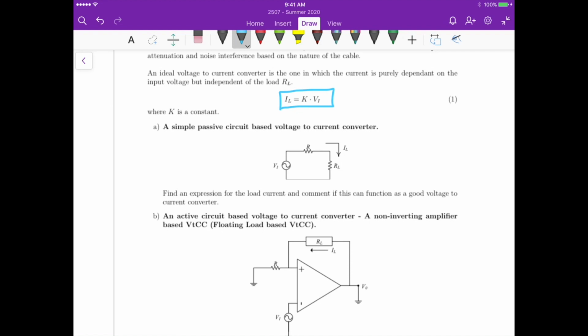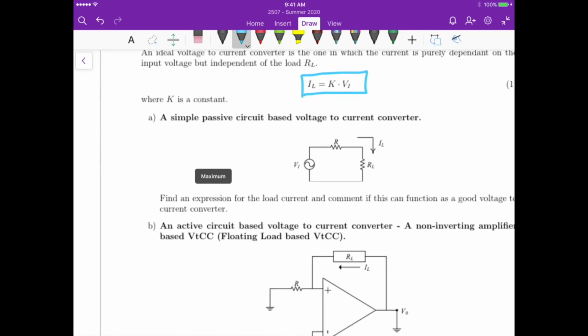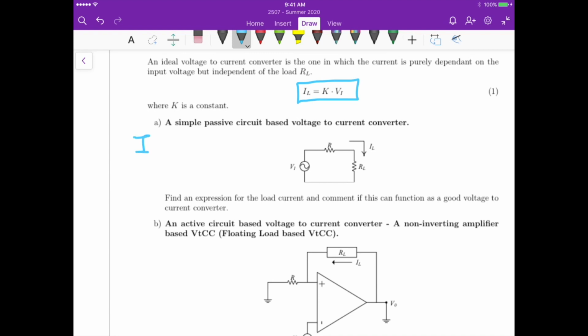The first circuit that we have is a simple passive circuit based voltage to current converter, and this is just like a voltage divider, right? So we can calculate IL. In this first circuit, we can calculate IL as Vi times RL divided by R plus RL.